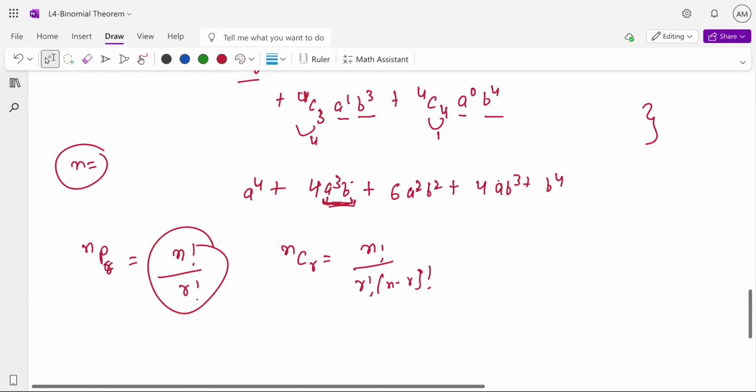The difference between permutation and combination is that permutation takes the order into account, but combination does not.